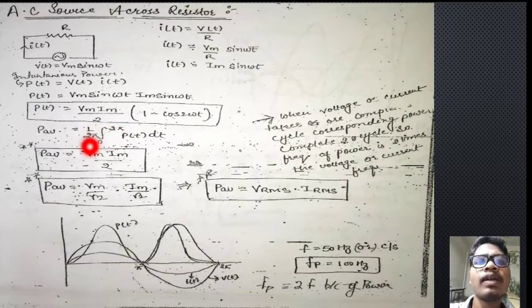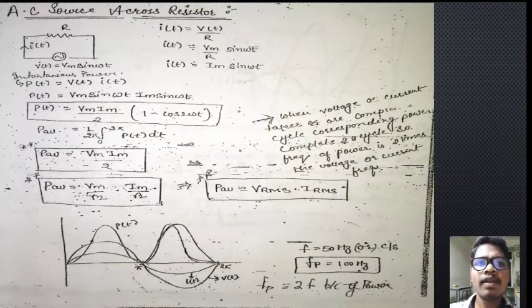So P average is 1 divided by 2 pi, integration from 0 to 2 pi of P(t) dt. Here put this value, Vm Im divided by 2 into (1 minus cos 2 omega t). Then after integrating and multiplying by 1 divided by 2 pi, you will get P average is equal to Vm into Im divided by 2. That is the maximum of voltage into the maximum of current divided by 2.